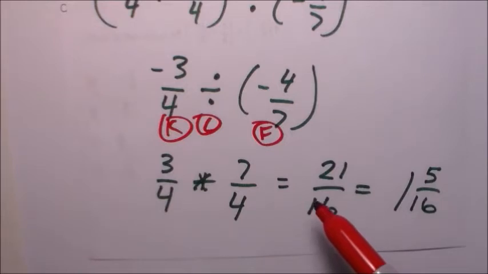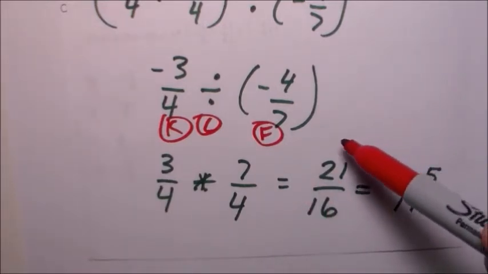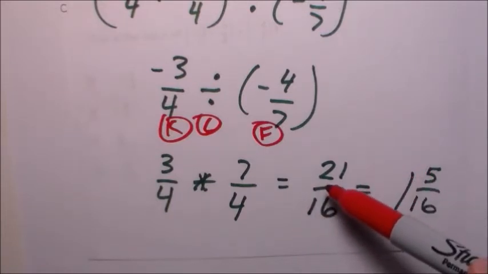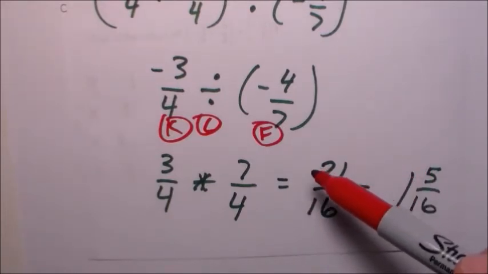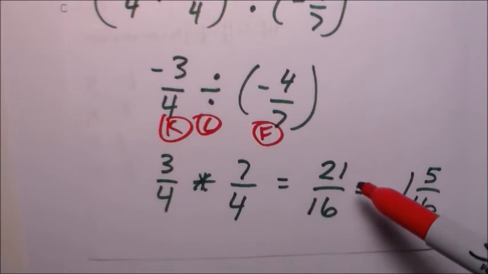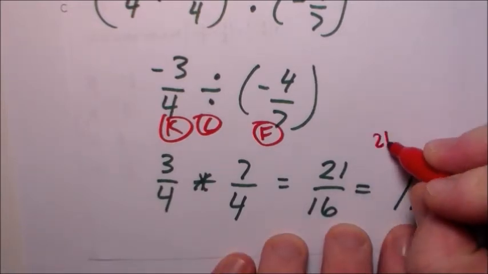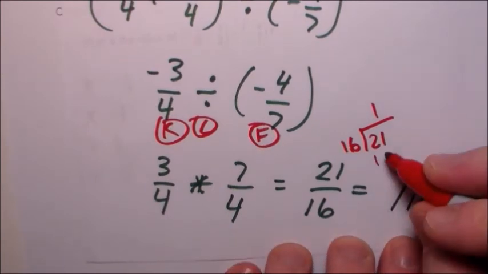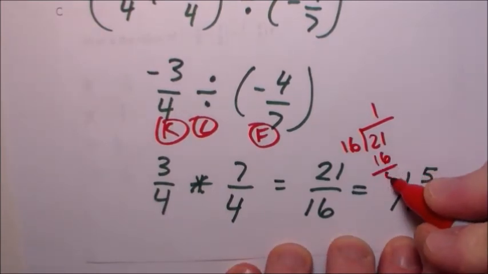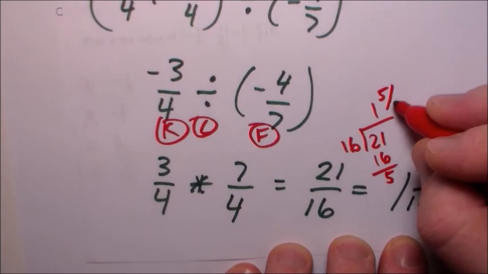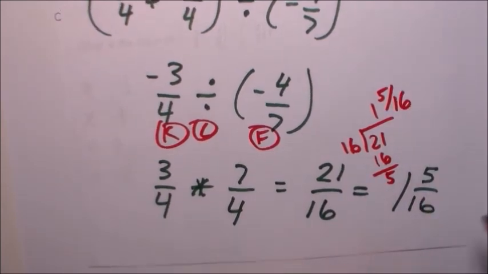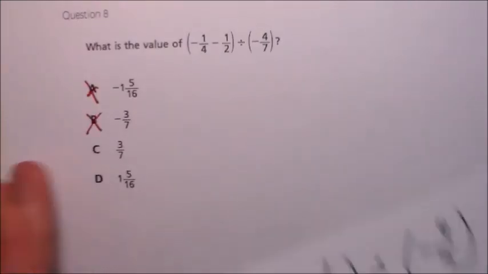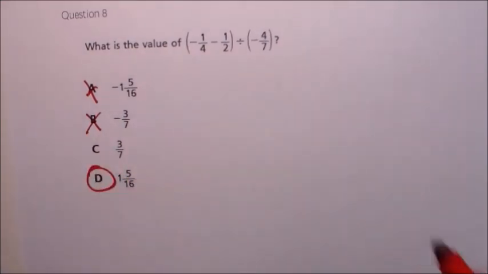But we know that 16 goes into 21 once. If you have 21 divided by 16, you can go in there once, and you'll have 16 and 5 left over. So that's how you get 1 and 5/16. 1 and 5/16, which is certainly a choice, and we're good to go.